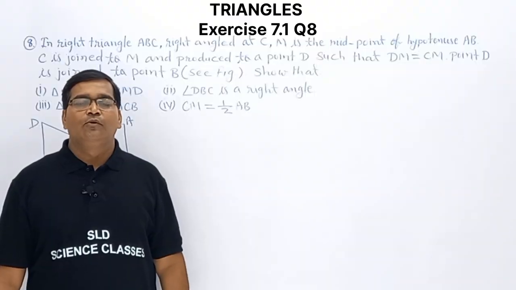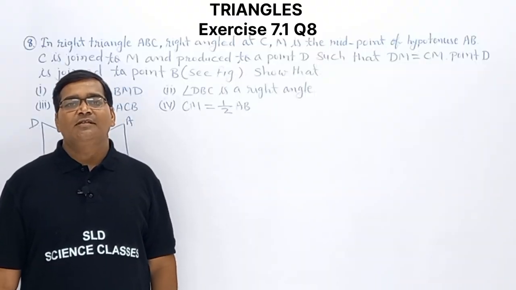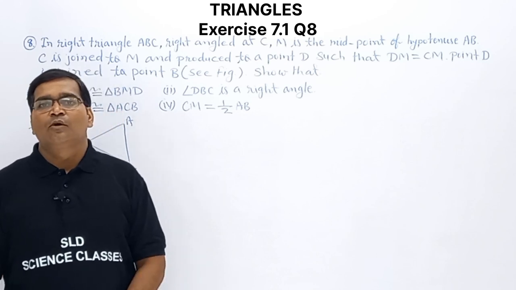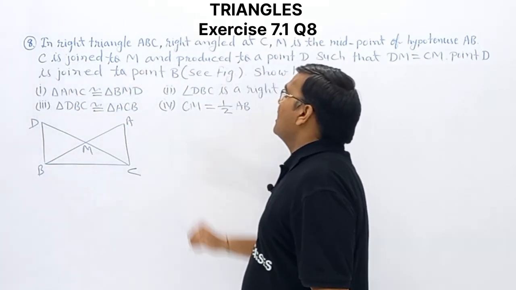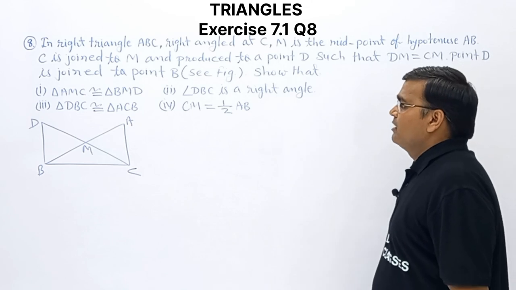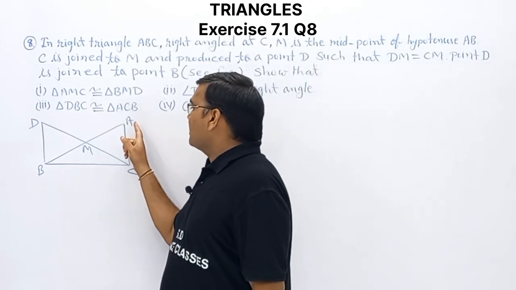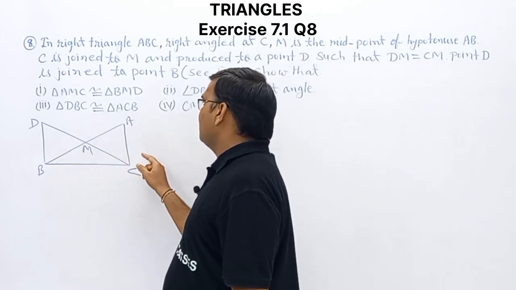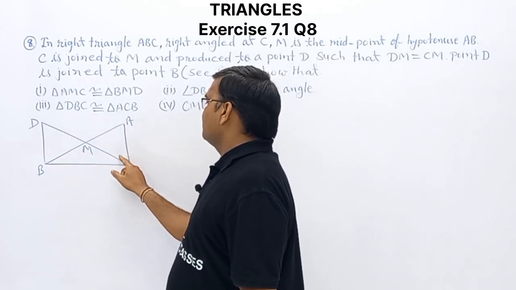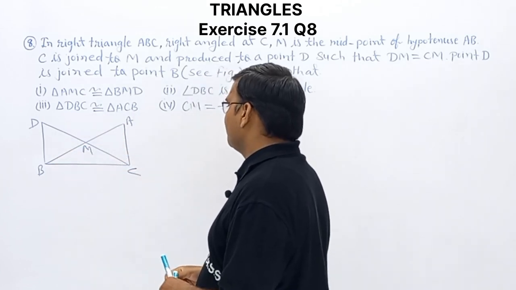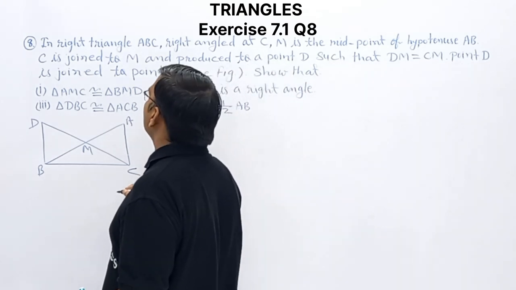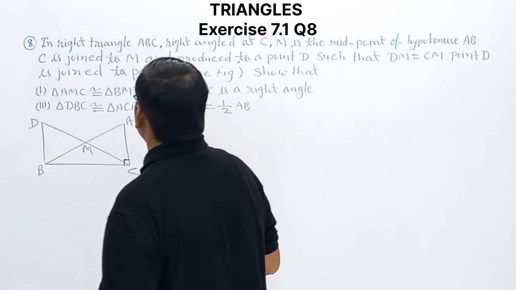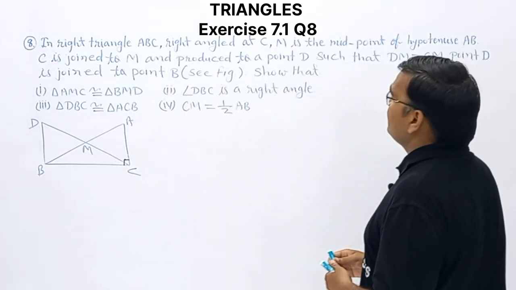In this video, we will discuss question number 8, exercise 7.1, Triangles. In right triangle ABC, we have a right triangle. This angle is 90 degrees. Angle ACB is a right angle, so this is a right triangle, right angled at C.